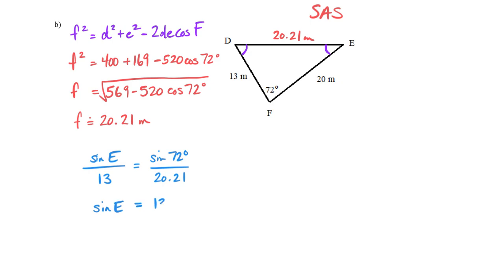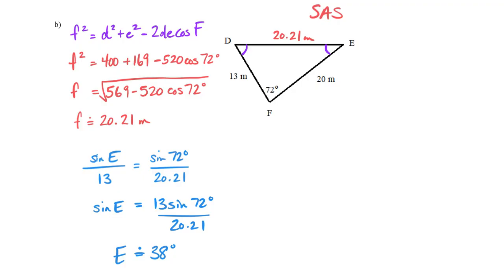Isolate your sine E, so multiply out your 13. And now you can go directly to your angle of E. Okay, I can calculate my 13 sine 72, divided by 20.21. That now gives me a value for sine E. I know for me to get E, I have to do my inverse sine of that value because I'm going backwards. So when I do my inverse sine of that value, I'm going to get approximately 38 degrees. And there we go.